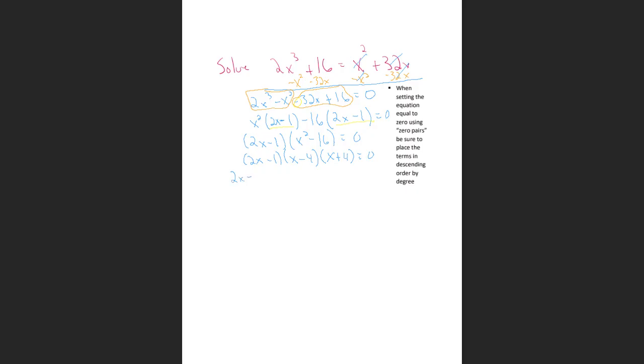So 2x minus 1 is equal to 0, x minus 4 is equal to 0, x plus 4 is equal to 0. So the 1 is going to slide over, 2x equals 1. The 2 is going to go underneath, x equals 1 half. Here we just have 4 as a solution, and here we have a negative 4 as a solution. So again, since it's the third degree, we're looking for up to 3 solutions, and we do.